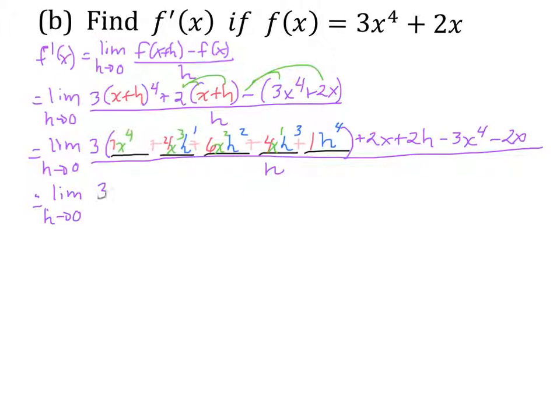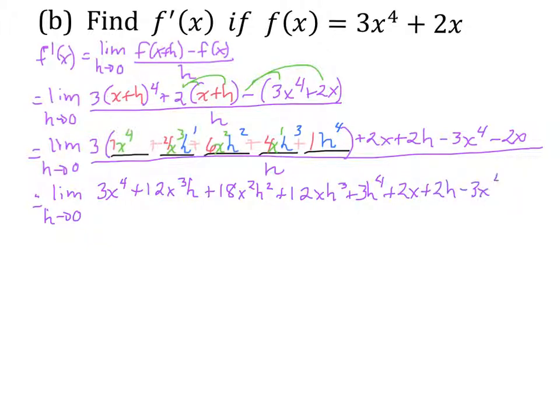So we've got 3x to the fourth. You're going to run out of room. Plus 12x cubed h plus 18x squared h squared plus 12xh to the third plus 3h to the fourth plus the 2x plus the 2h minus the 3x to the fourth and minus the 2x all over h. Whew.